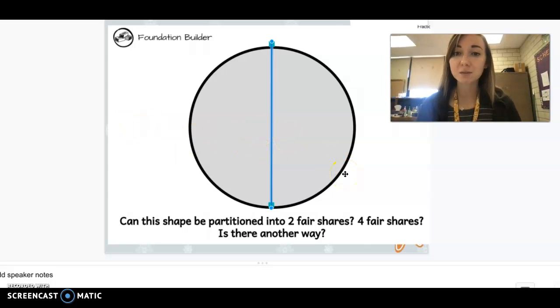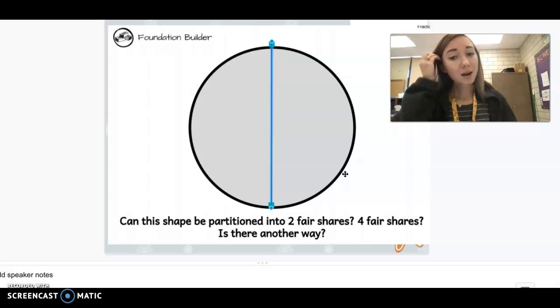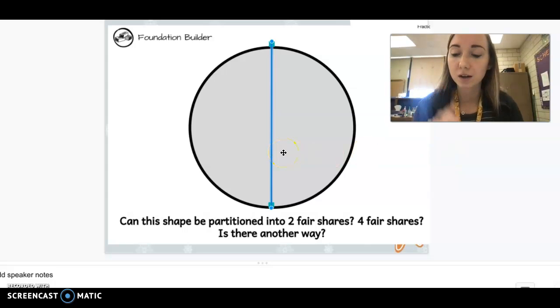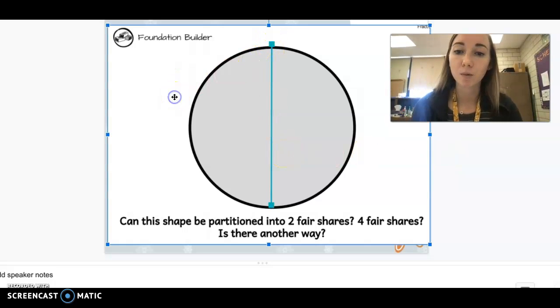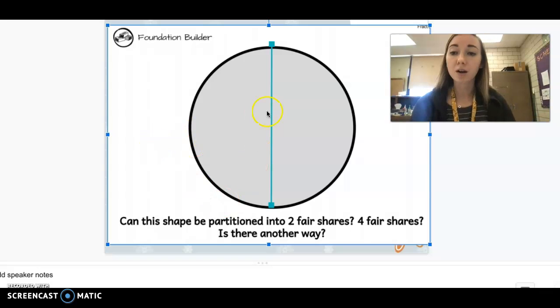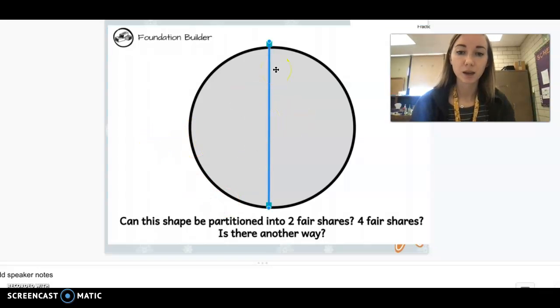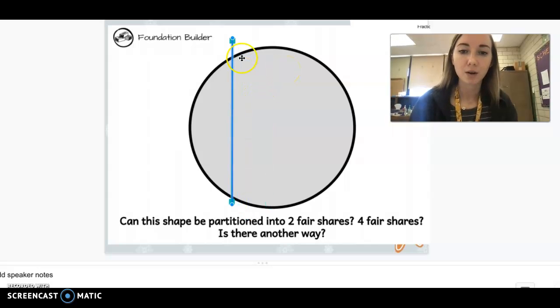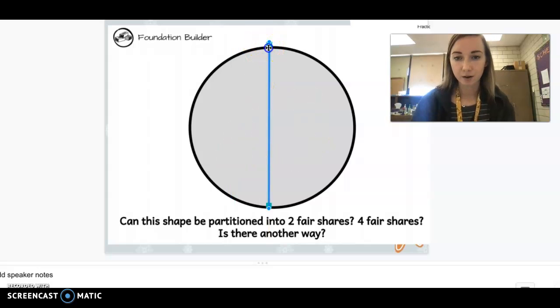Is there more than one way? Does my line have to be straight up and down? No, my line could be horizontal, and that would create 2 fair shares as well. But this is the example I'm going to show you. There is another way to do that though. Okay. So there's 2 fair shares right there.